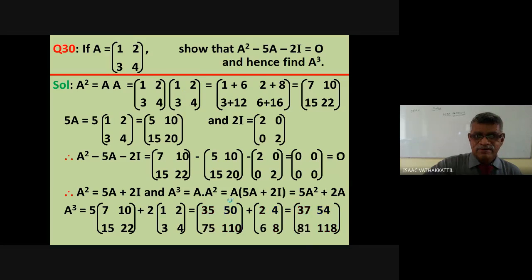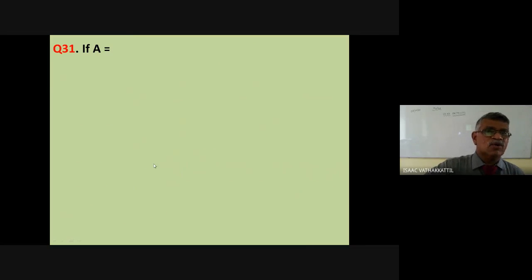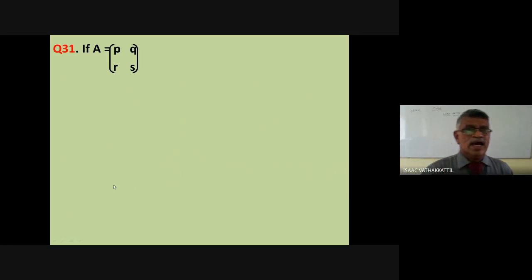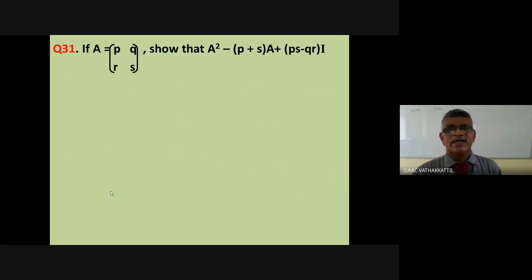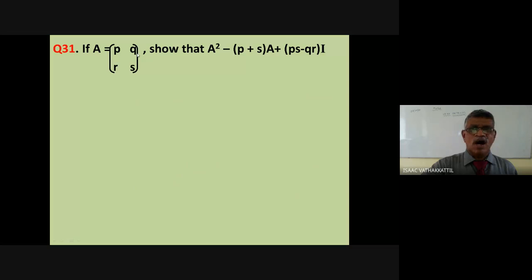Okay? Well, further, A is equal to [[P, Q], [R, S]]. Remember, you may even keep this as a formula for you, but not given as a formula, but you can keep in your mind. A is equal to [[P, Q], [R, S]]. Show that A squared minus, be very careful, A squared minus (P plus S) into A plus (PS minus QR) into I equal to 0 matrix.